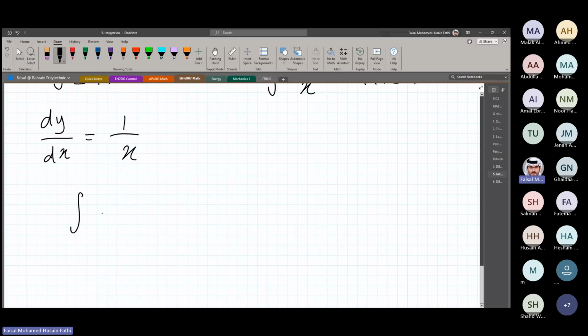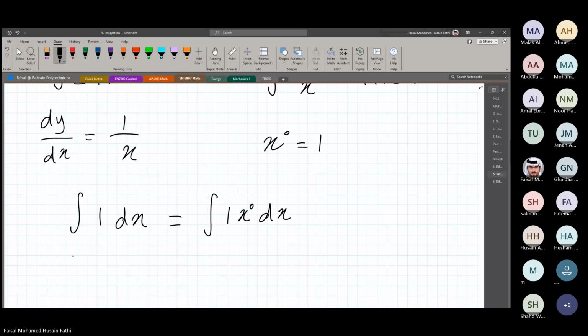What is the integration of a constant? Remember, integration of 1 dx is basically the same as saying the integration of 1 times x to the power of 0 dx, because x to the power of 0 is equal to 1. Or let's say 5, so there is no confusion here: integration of 5 dx, which is 5 times x to the power 0, which is 1.